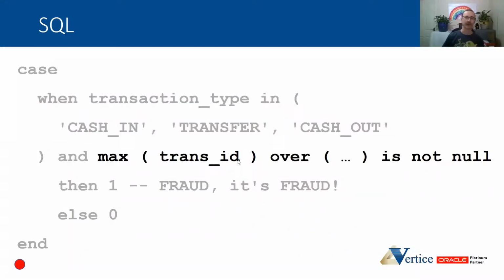So we can do that with this max function. We'll say, if this returns a transaction ID, if this is not null, then we're going to tag it as fraud. So the key thing is, what do we put in this over clause? So this is our windowing analytic function.